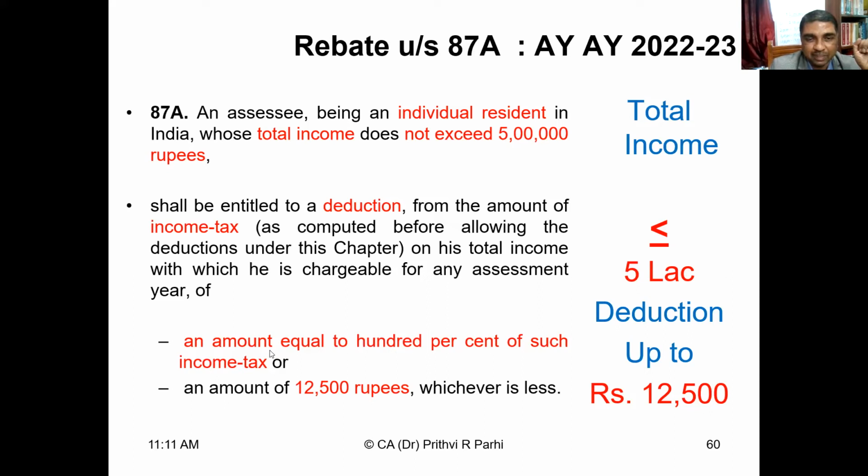100% of such income tax or an amount of 12,500 rupees, whichever is less. That means if the total income doesn't exceed 5 lakh rupees and the person is an individual resident in India, he can get this deduction. How much deduction? Equal to 100% of the income tax, that means the entire income tax, or 12,500, whichever is lower. That is the deduction amount. So if total income is less than or equal to 5 lakh rupees, deduction up to 12,500 one can get.